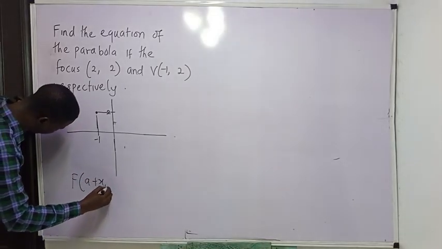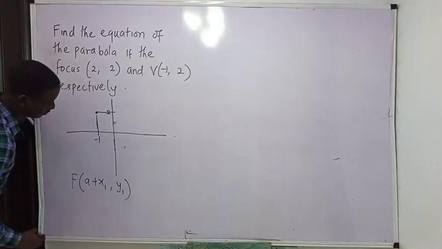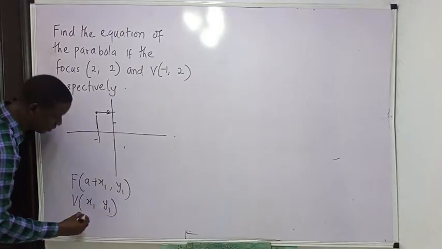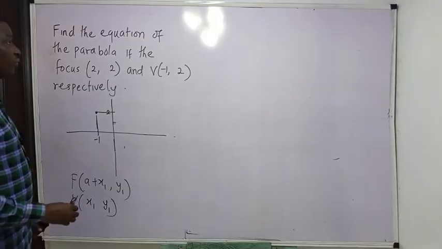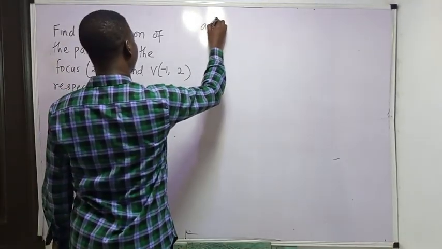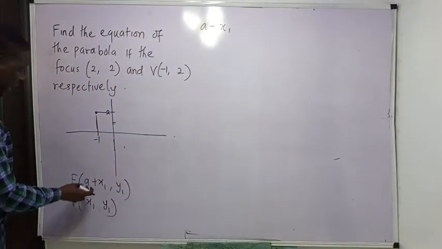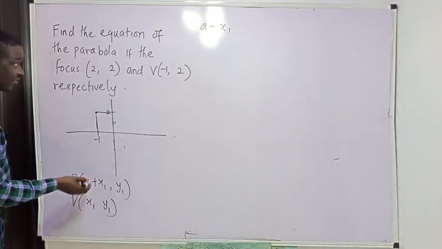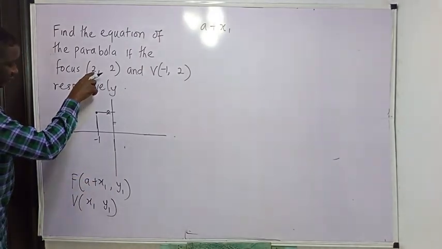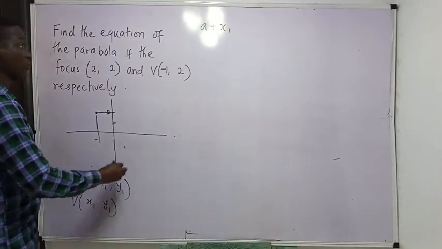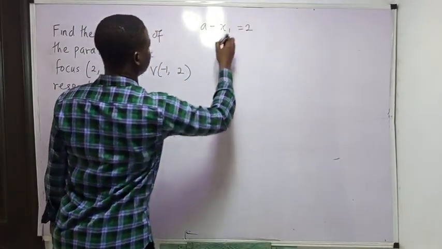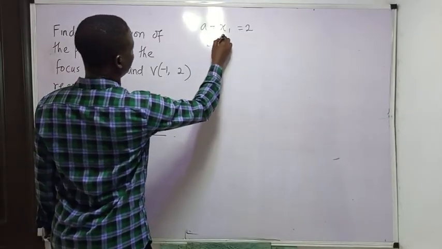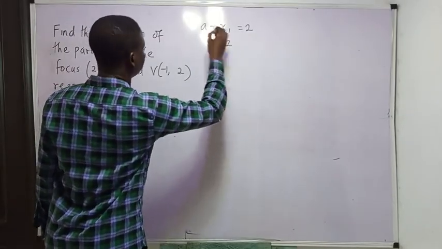The focus is (a + x1, y1), where the vertex is (x1, y1). Now, a + x1 should be equal to 2, since the focus lies along the x-axis. So I will say a + x1 equals 2. And what is our y1? y1 equals 2.